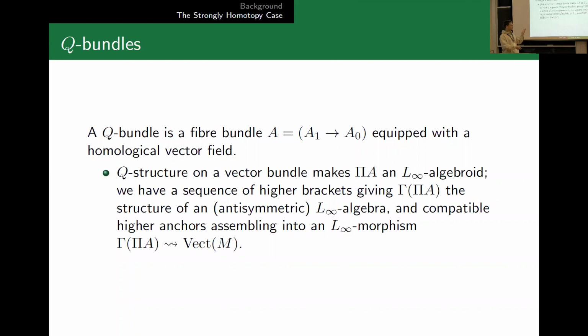So we have a whole sequence of higher brackets, which give the space of sections an L-infinity algebra structure in the anti-symmetric convention. We have all these higher anchors, and the higher anchors assemble into an L-infinity morphism. And we have a whole bunch of Leibniz-type identities. If we want to multiply one of the sections inside a bracket by a smooth function, we can pull that outside with a Leibniz-type identity involving the anchors.